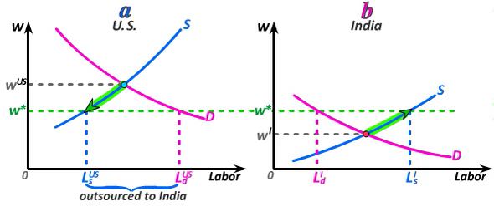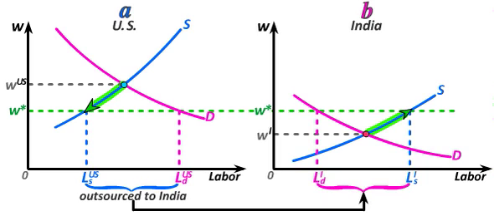The difference between the quantity of labor demanded by US firms at the wage rate W star in panel A of the graph and the quantity of labor supplied by US workers is therefore the amount of labor that is being outsourced to India. Similarly, in panel B we see that at the wage rate W star there's a difference between the quantity supplied by Indian workers and the quantity of labor demanded by Indian firms. This difference is the amount of labor that's hired in India by US firms.